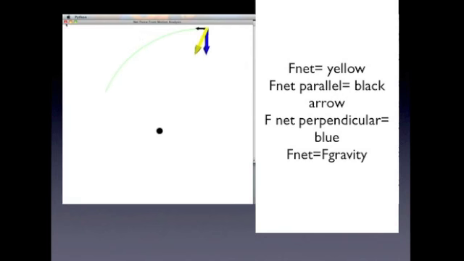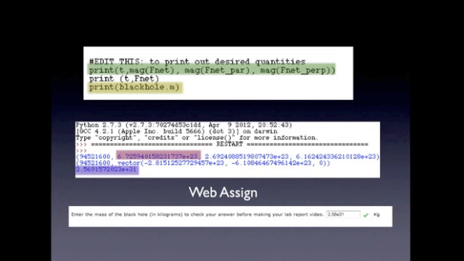Here is the actual program, and you can see the yellow arrow is the net force, the black is the parallel, and the blue is the perpendicular. This is what the statements that I printed out in order to figure out the mass of the black hole. We printed out the magnitude of the force, the parallel component, the perpendicular component, and then the mass of the black hole, which is highlighted in purple. And from the WebAssign, I saw that it showed the calculation was correct.